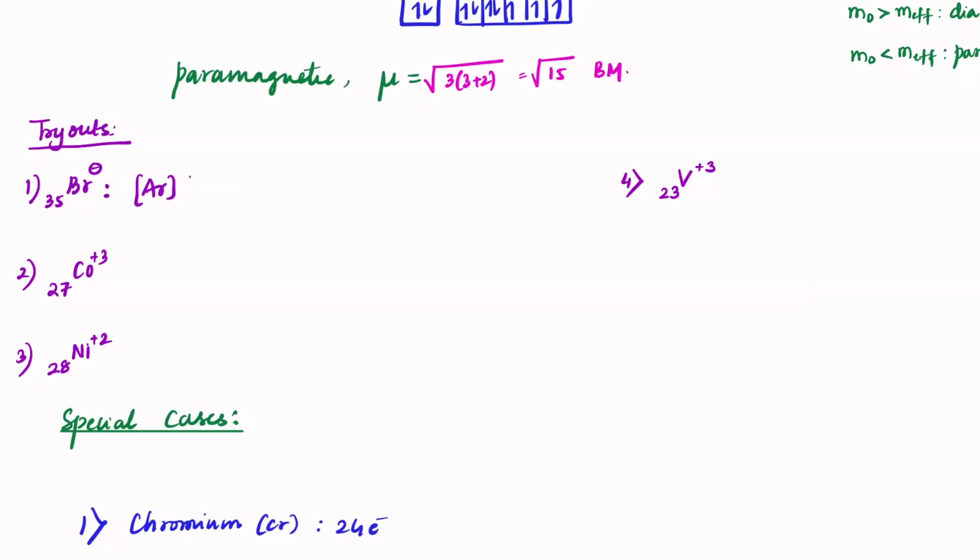Then we have 4s2, so that makes it 20. Then 3d10, which makes it 20 plus 10, 30. Then 4p5. So this is the configuration, correct? Out of these, which is the outermost orbit?